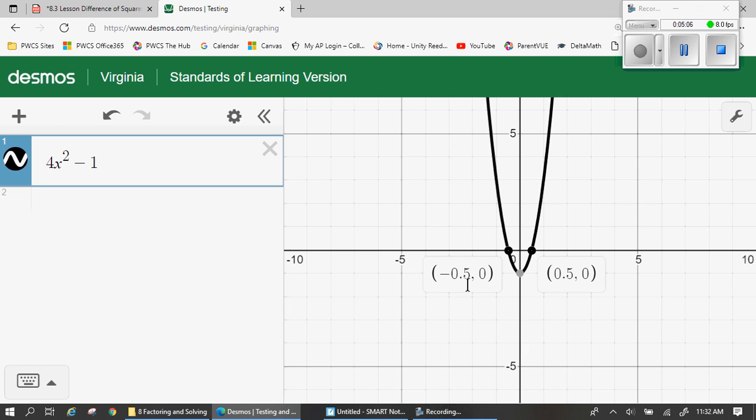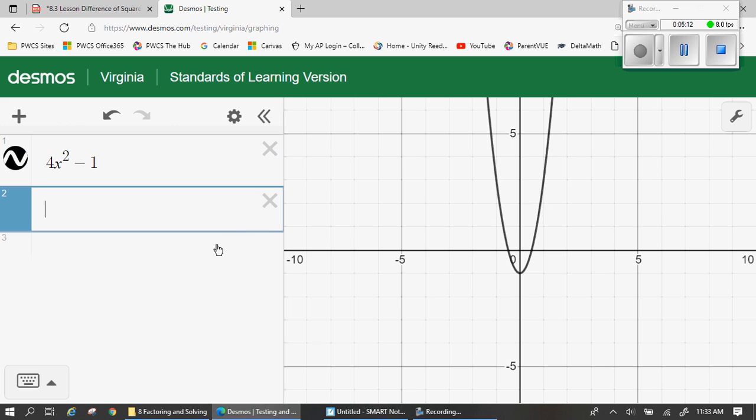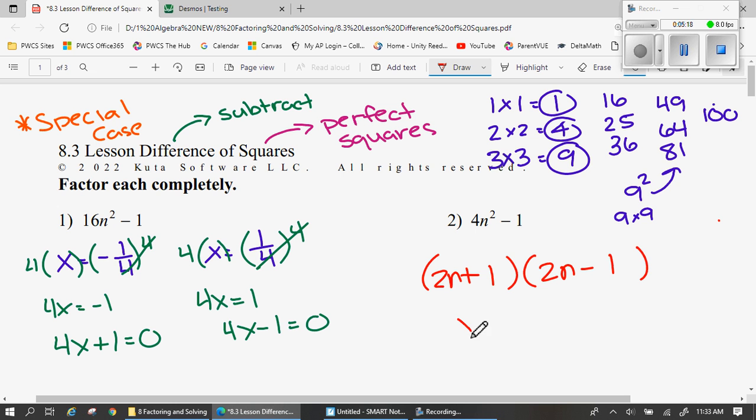If I were to graph it, I'd see my x values are negative 1/2 and positive 1/2. If you don't know that 0.5 is 1/2, that's okay. You do 0.5 right there, hit the fraction button. So x is negative 1/2 and positive 1/2.